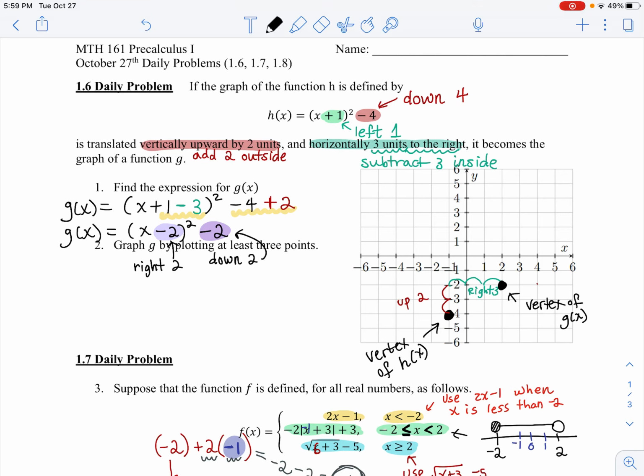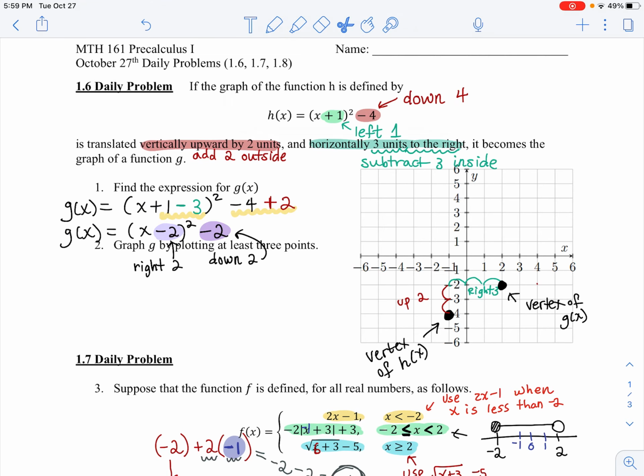You can do it different ways. You can do it graphically. You can move the vertex and write the equation. Or you can just add or subtract to the original given equation and simplify it. It's up to you. But now I want to plot g of x. I'm trying to graph g by plotting at least 3 points.